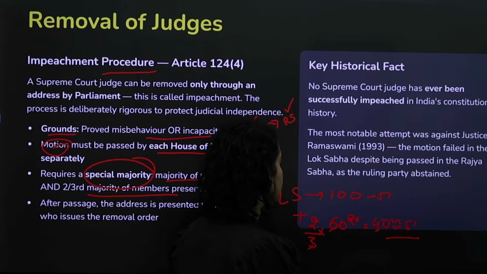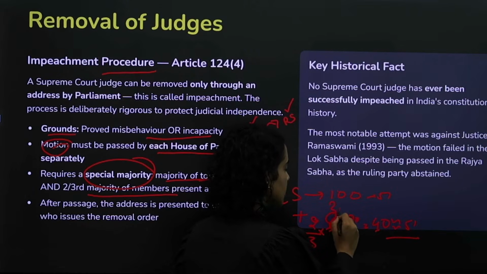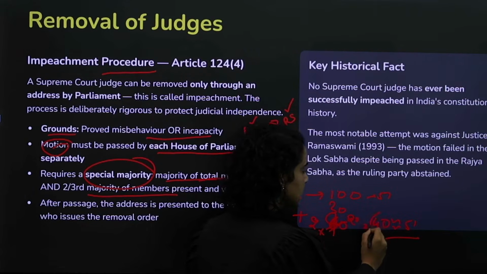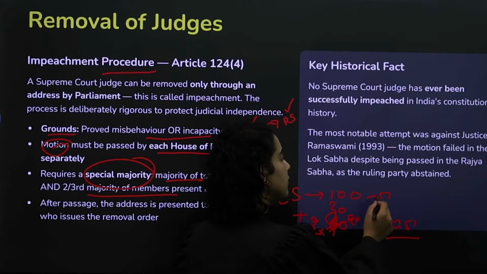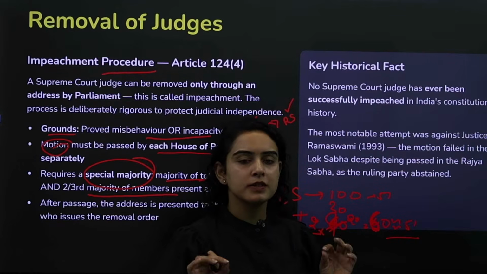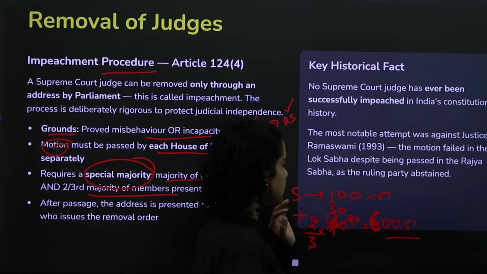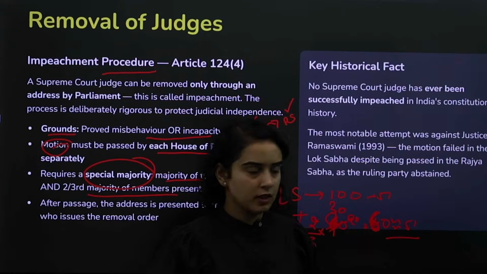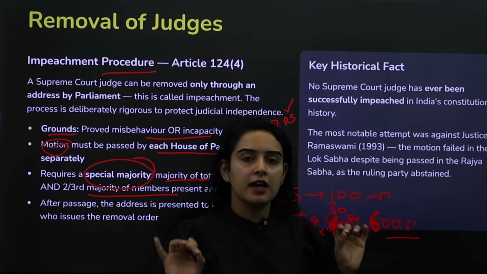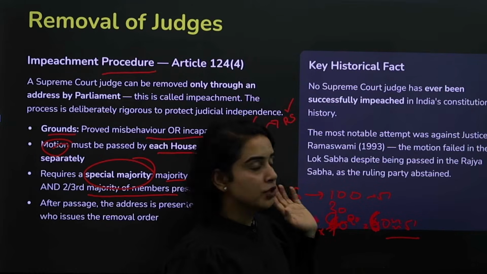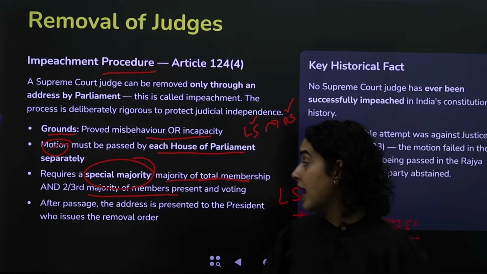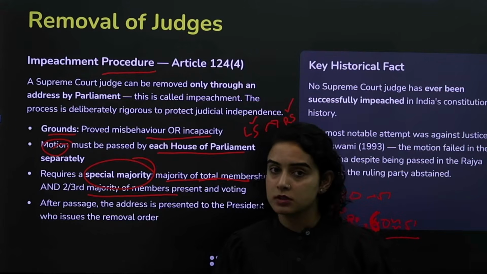Now let's say on this day 90 people were present. By that logic, 60 people have voted, right? And 51 were required for the simple majority. 60 were required for the special majority. If both these criteria are met, in that case this resolution will be passed, and this practice has to be done by both the houses.